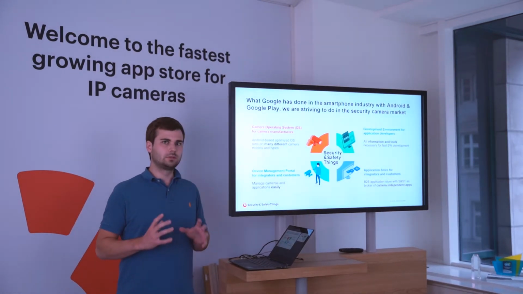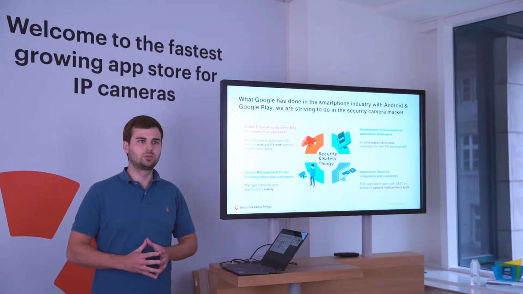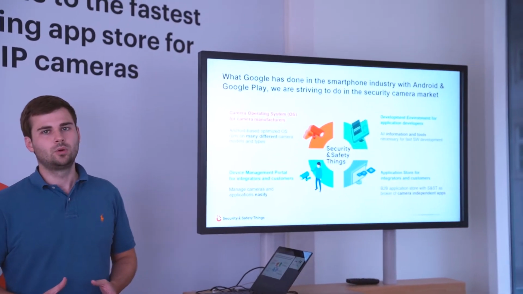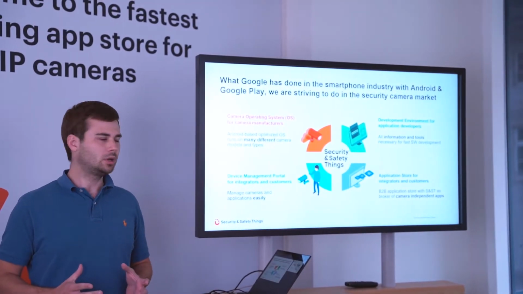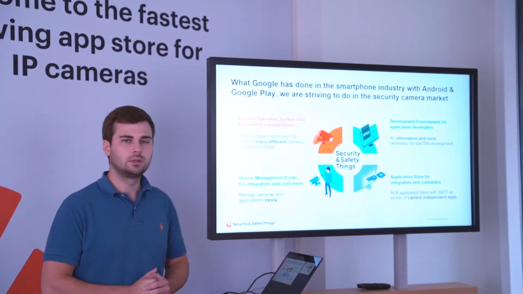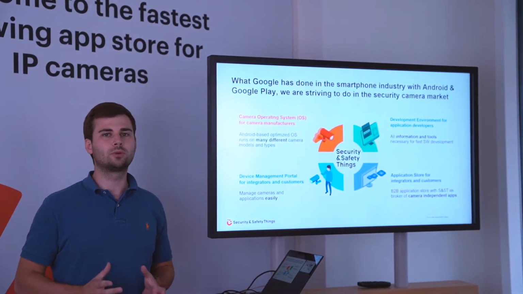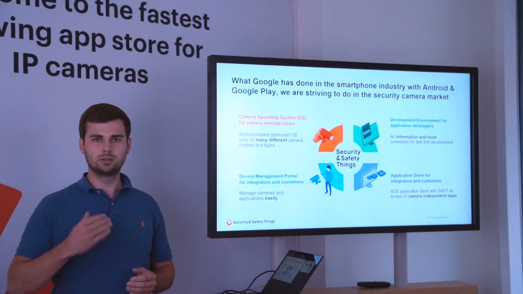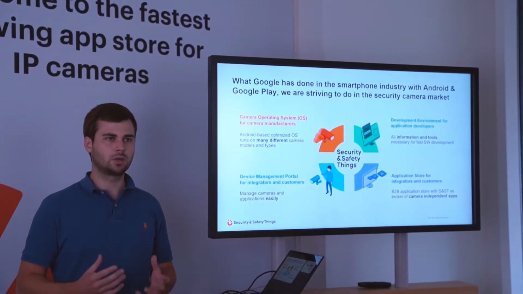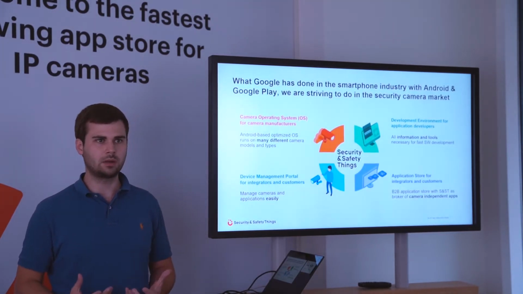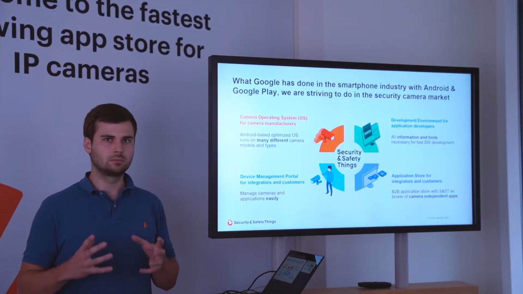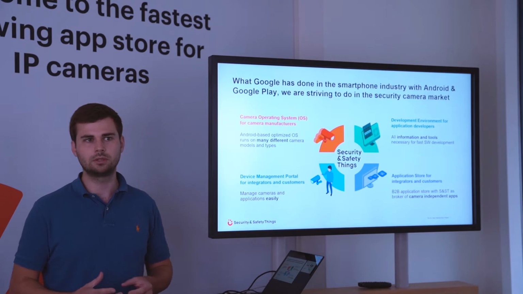So before diving into the actual demo, let me just quickly introduce what Security and Safety Things actually does. What we do is we provide an application store, as you can see here at the bottom on the right. We do provide an application store for integrators and customers. That means that you, as an integrator or a customer, can go into our application store, see what applications we have, test them out, download them, buy them, and run them directly on your camera. And by camera, I mean, for example, a security camera, right?